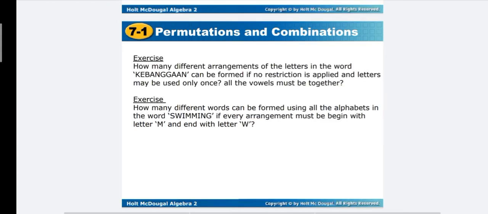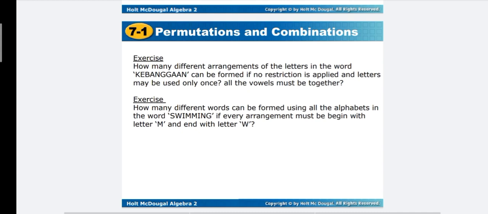Okay, so we look at another example. Okay, how many different arrangements of the letters in the word kebanggaan can be formed if no restriction is applied and letters may be used only once? Okay, yang kedua, how about if all the vowels must be together? So ada 2 condition. Yang pertama, no restriction. Tak ada condition apa-apa. You can arrange the word kebanggaan as usual.